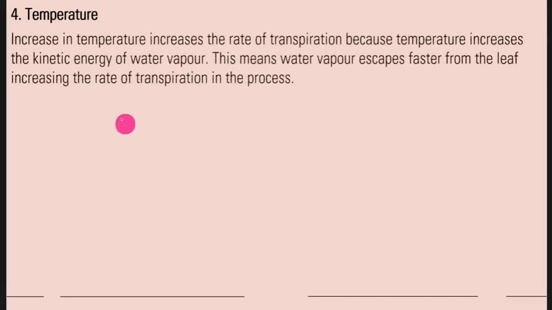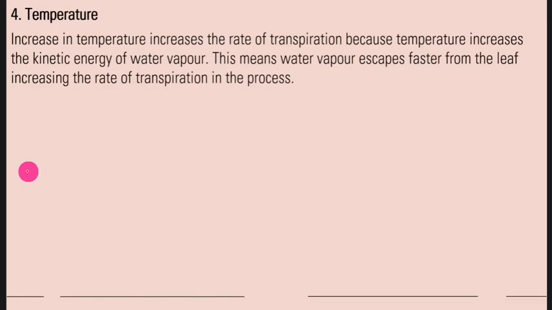So another factor is temperature. An increase in temperature increases the rate of transpiration because temperature increases the kinetic energy of water vapor. When there's an increase in temperature, the water will be warm and the particles will start evaporating and moving fast because heat gives the particles more energy to begin moving, and because of that there will be a higher rate of transpiration. This means water vapor escapes faster from the leaf, increasing the rate of transpiration in the process.